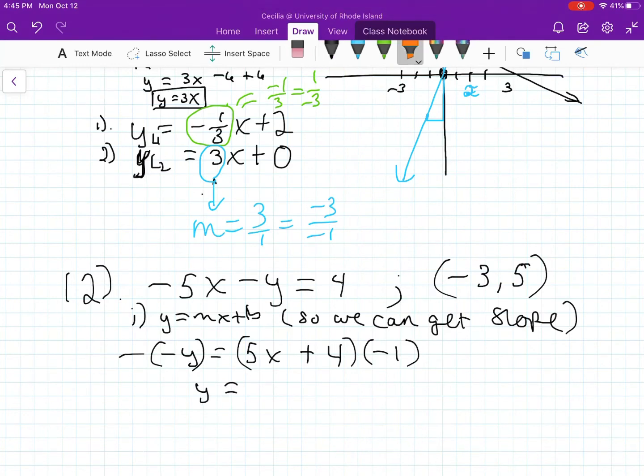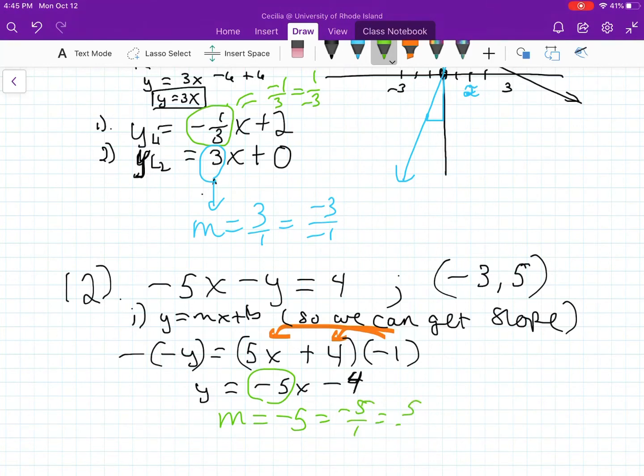So I get y equals, I'm going to make sure that I distribute that negative 1 to both terms. And I'm going to get negative 5x minus 4. So here I can see that my slope is minus 5, which is the same thing as minus 5 over 1 or 5 over negative 1. And we have a y-intercept, right? So the y-intercept is the point 0, minus 4.